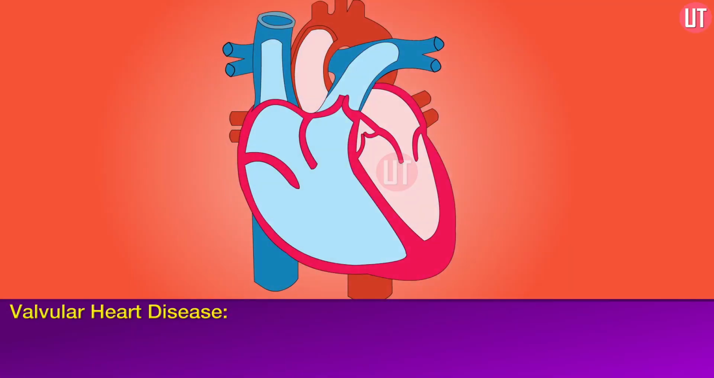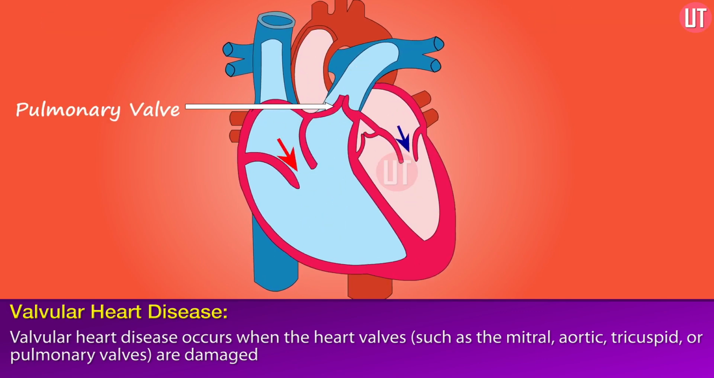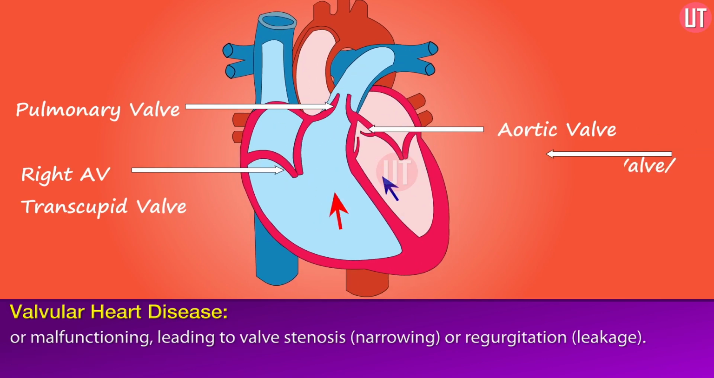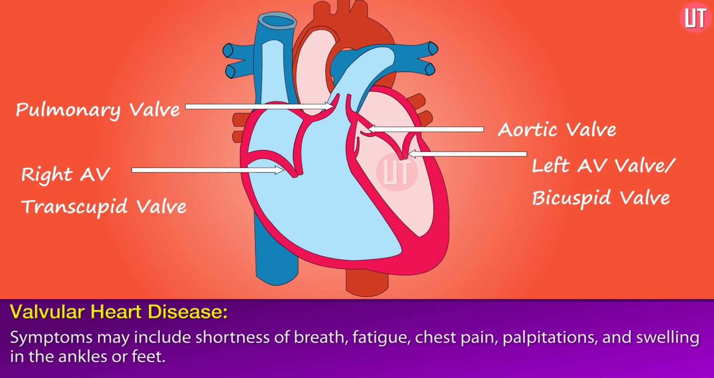Valvular heart disease. Valvular heart disease occurs when the heart valves, such as the mitral, aortic, tricuspid, or pulmonary valves, are damaged or malfunctioning, leading to valve stenosis, narrowing, or regurgitation, leakage. Symptoms may include shortness of breath, fatigue, chest pain, palpitations, and swelling in the ankles or feet.